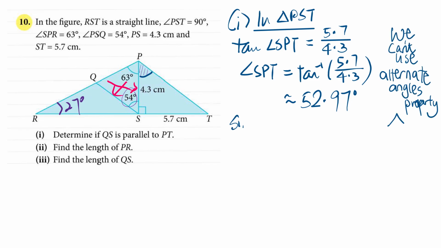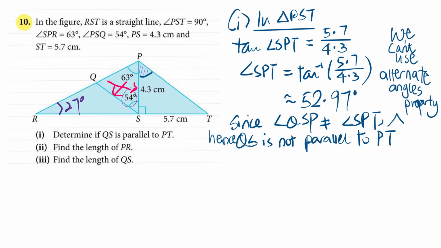Now we can do our conclusion. Since angle QSP is 54 degrees, which is not equal to SPT, we can't use the alternate angle property. Hence, QS is not parallel to PT.